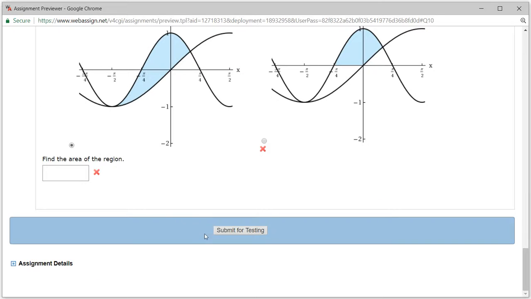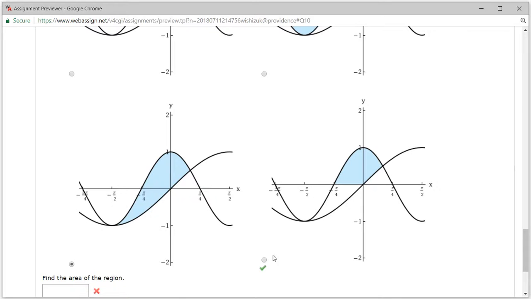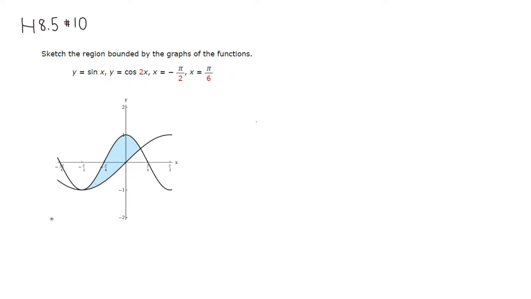All right, let's go ahead and check the answer first. It came back and looks like we got the picture correctly. Now let's find the area of the region. For this area, we know that the top curve is going to be the cosine one. So the integral is going to go from negative pi over 2 to positive pi over 6, and the top curve is the cosine curve.